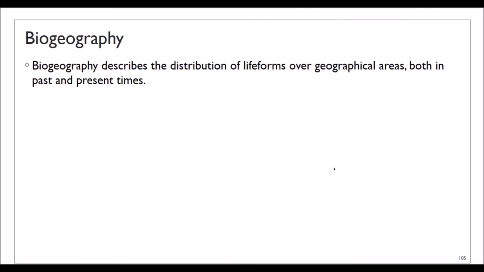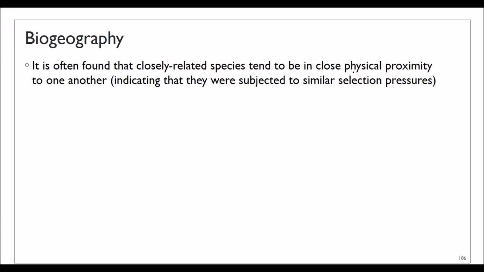The next type of evidence that we can consider is what is called biogeography, or geography sometimes. And basically, we're focusing on the distribution of life forms or organisms over geographical areas, both in the past and the present. And normally, what you will see when you look at the locations of the organisms in the past and now is that closely related species tend to be close in physical proximity to one another, which means that they were subjected to similar selection pressures.